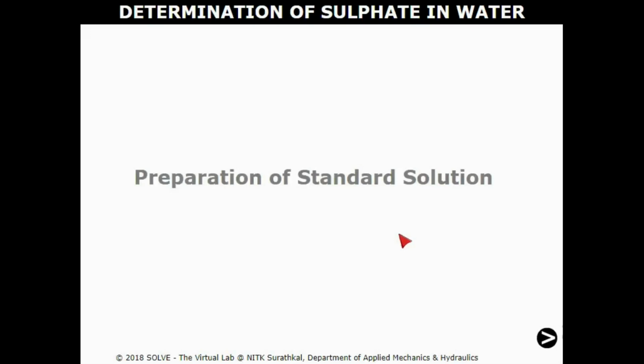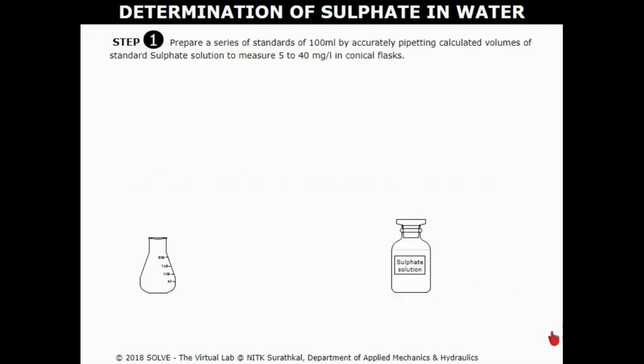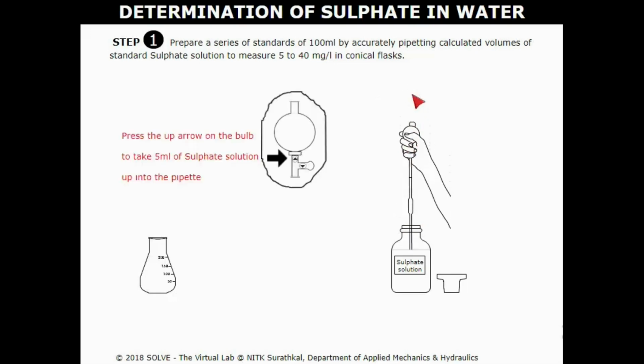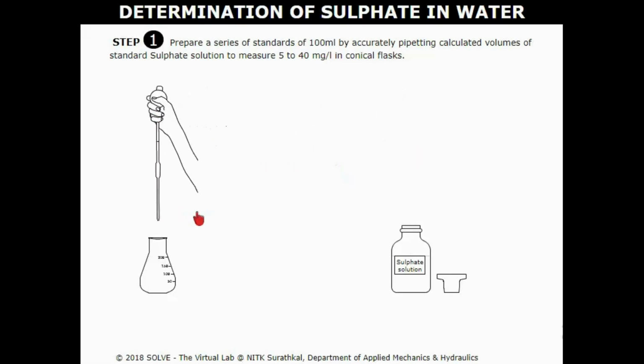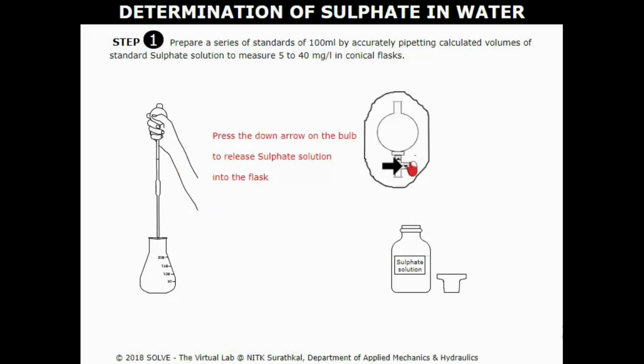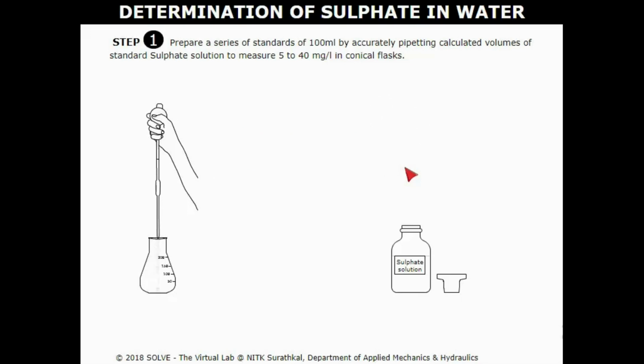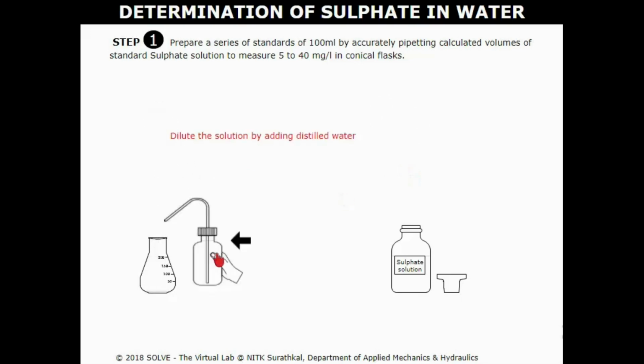Preparation of standard solution. Click here to open the lid of sulfate solution. Click on the pipette to squeeze and place it in the solution. Click on the upward pointing arrow to pipette 100 ml of solution. Click on the downward pointing arrow to release the solution into the conical flask. Click on the arrow to dilute the solution by adding distilled water.